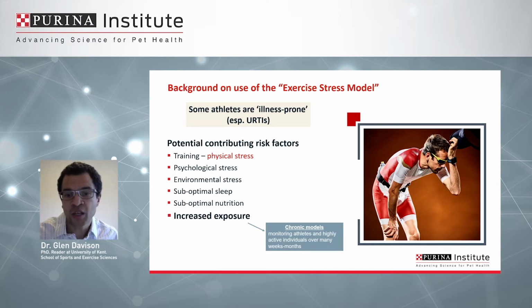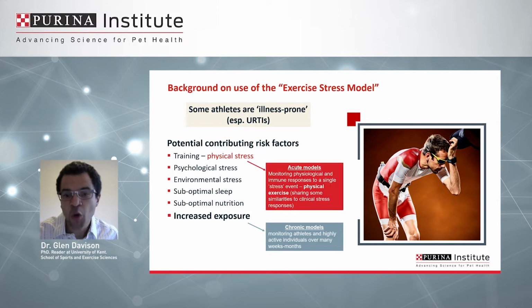So we have a model here where we can use free living human participants in order to better study and understand risk factors related to illness. We then also have the acute model, and the acute model tends to focus more on the physical and physiological stress pathway. And in this acute model, we would normally have a controlled single stress event. And this single stress event is normally physical exercise. And this physical exercise we would normally have in a controlled setting within a laboratory.